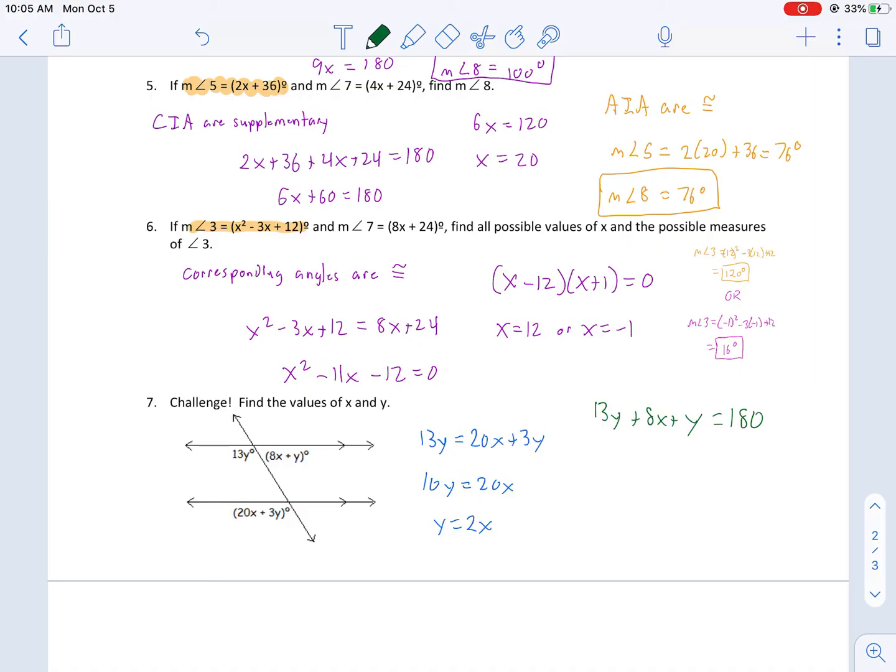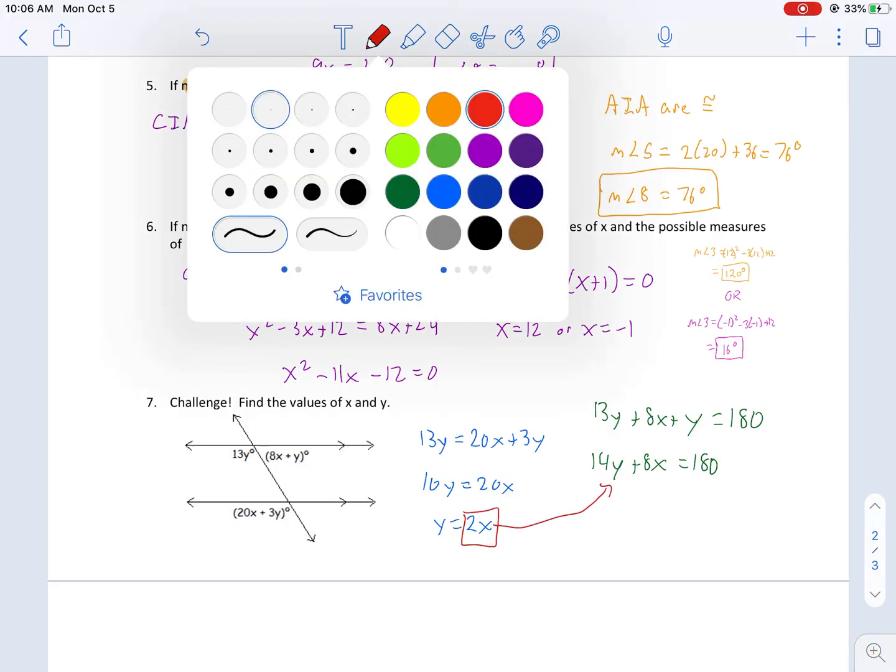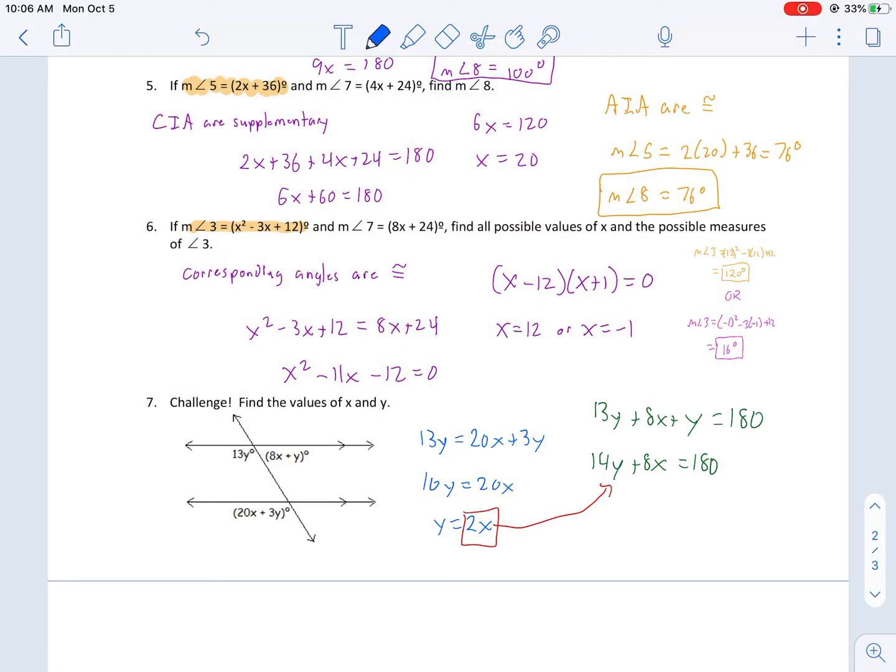And then we know that y equals 2x. So first we can combine our y's right here. Combine these like terms. Get 14y plus 8x equals 180. And then since we know y equals 2x right here, we can substitute for that and get 28x plus 8x equals 180. Combine like terms to get us 36x equals 180. Divide by 36 and you get x equals 5.